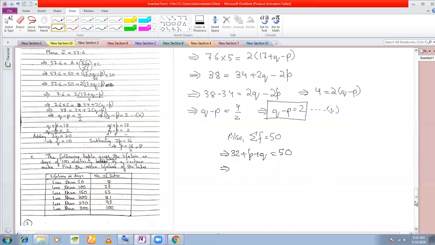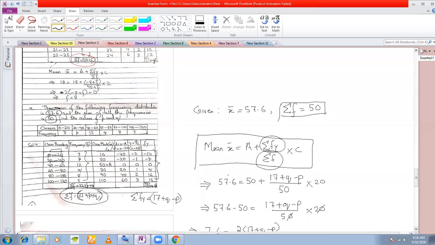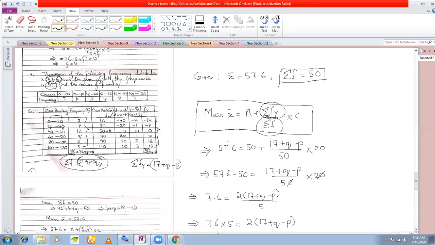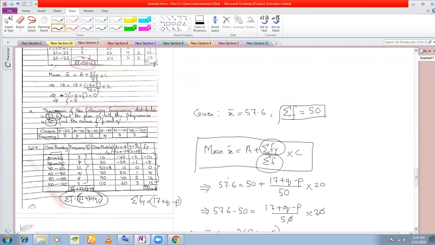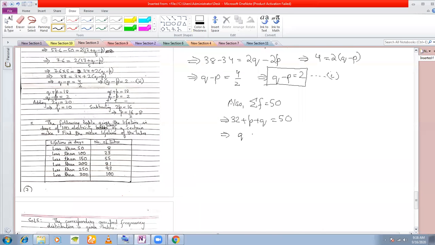So if you see the first piece of information, that is the mean of the distribution, 57.6, gave us the first equation, which is Q minus P is equal to 2. And the second piece of information, that the sum of the frequencies is 50, is giving us our second equation. So this will give you Q plus P is equal to 50 minus 32, which is equal to 18. This is our second equation.